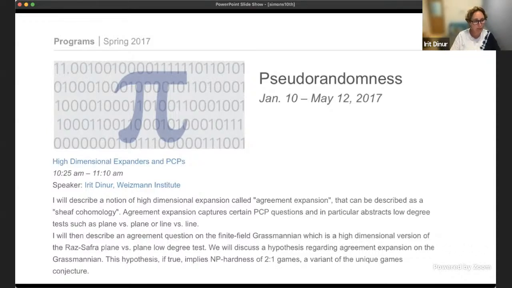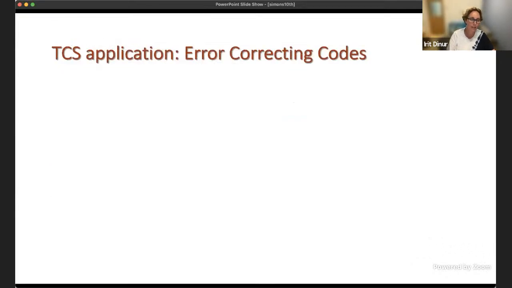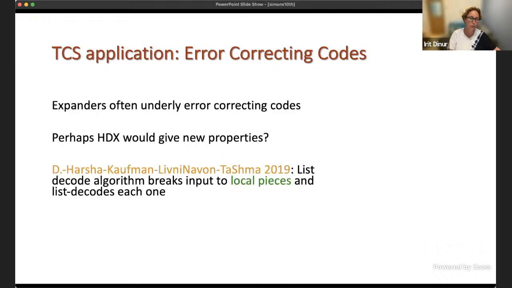But while we were around the Simons at that time, we happened to meet Amnon Ta-Shma, who was on sabbatical at Berkeley back then. And we talked about error correcting codes, which seems like a natural next step. And this ended up being a paper with Tali and Amnon, and also with Prahladh Harsha and my student Ran Livni Navon. We showed that certain constructions of error correcting codes that were already known, if you do them not on expanders but on high dimensional expanders, then you gain some more properties.